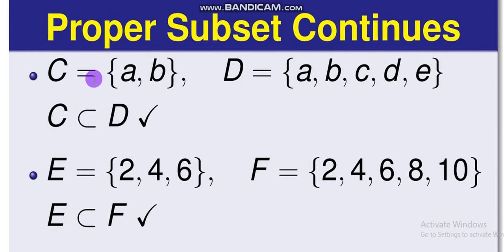Okay, more examples. C is a set of A and B, meaning it has A and B as its elements, and then D has the elements A, B, C, D, E. You can see that D has A and B as its elements, but in addition to that, it has C, D, and E that C does not have in its set. So we can conclude that C is a proper subset of D.